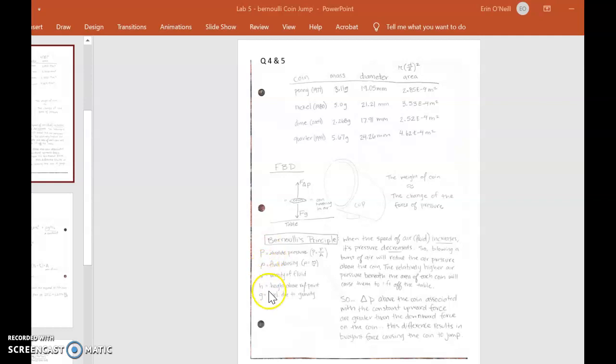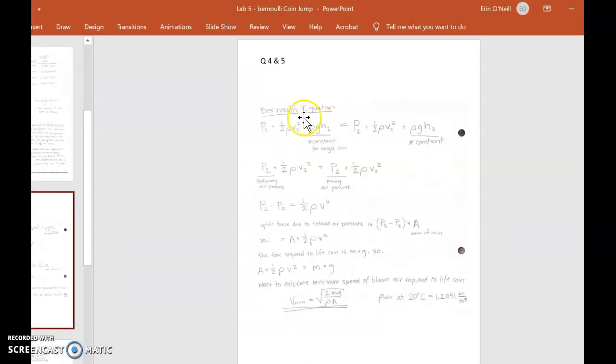So knowing all this, I plugged in the numbers I had. I knew this was the equation, and instead of plugging in all the numbers here, I rearranged the equation so that I could solve for the minimum velocity it would require to lift each coin. And I figured that the air was at 20 degrees Celsius, so its density is 1.2041 kilograms per meter cubed.